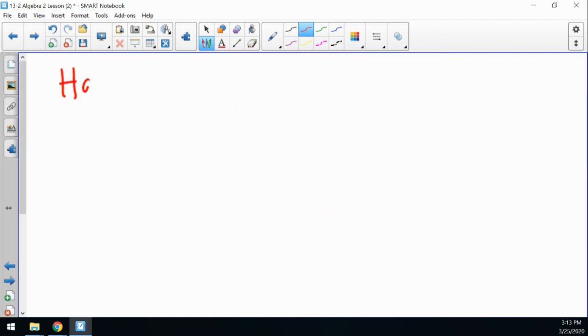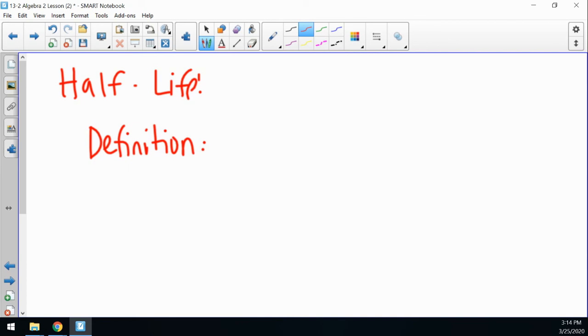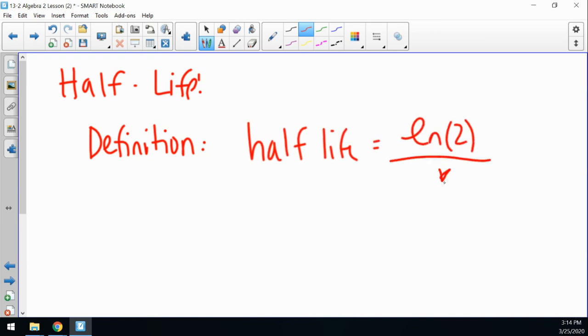And so this actually gives us our definition of half-life. Here's our definition: half-life equals ln of 2 over k, where k is our rate of decay, basically, right? So we get that.